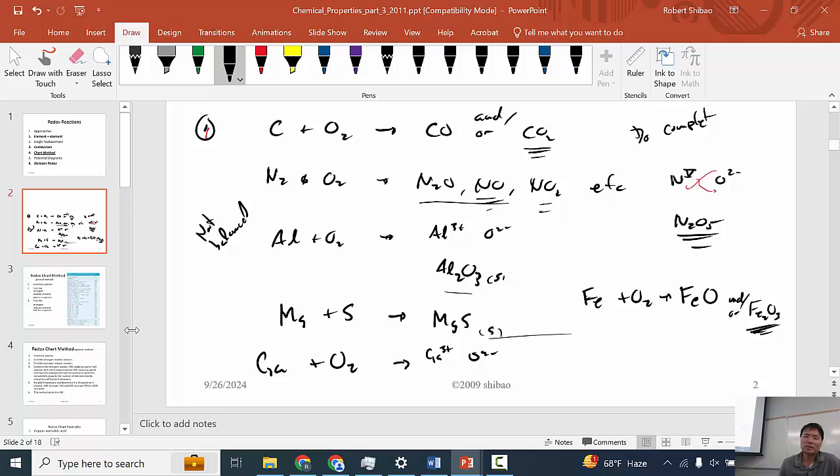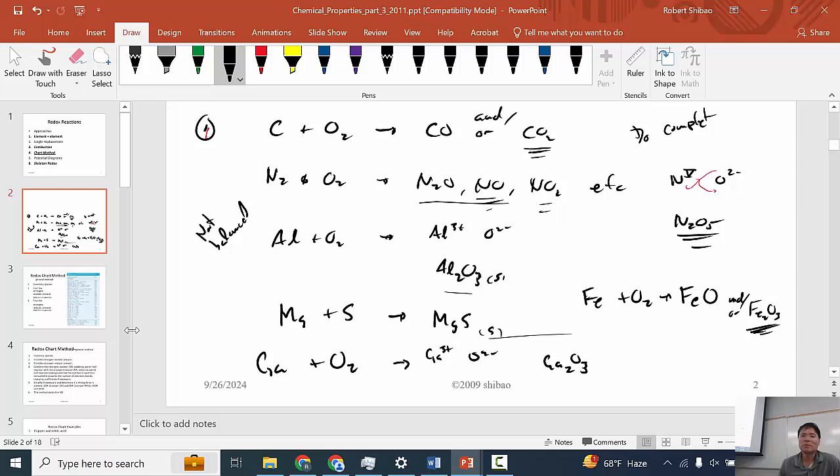But gallium's like aluminum, so what we do is we just go Ga2O3. Keep gallium at +3. It's in group 3. That's probably the easiest. Does that make sense? Just look at its charge.